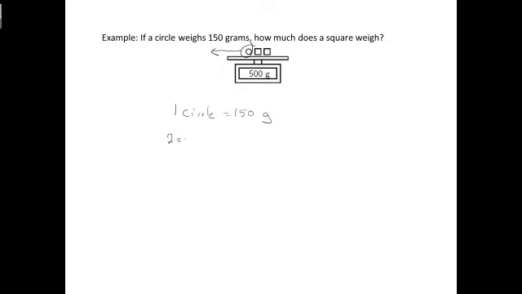So we have the 2 squares equals 500 minus 150 grams. We can do the calculation. 2 squares equals 350 grams. And now we want to get down to 1 square, so we divide both sides by 2.